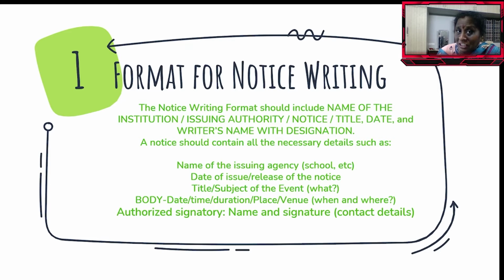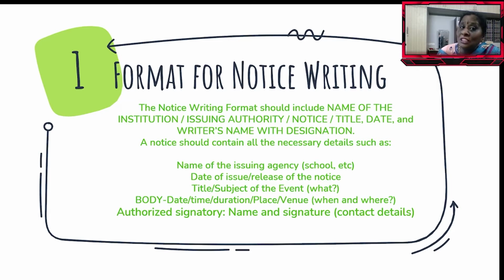You have the name of the issuing agency, that is if it is a school or any office or any institution, and then it should have the date of issue when the notice is being written, and it should also have the subject of the event or title, what it is. And then you have the content or the body in which the day, time, duration, place, venue, when and where, it's all there. And finally, it is concluded by the authorized signatory and their designation and contact details, if any.